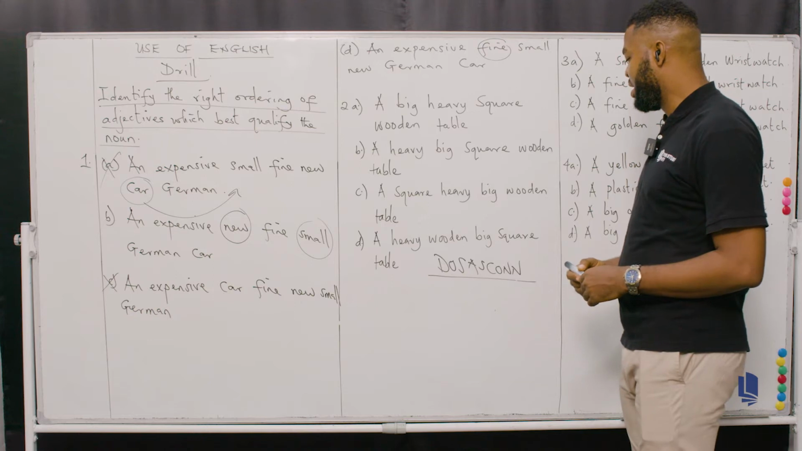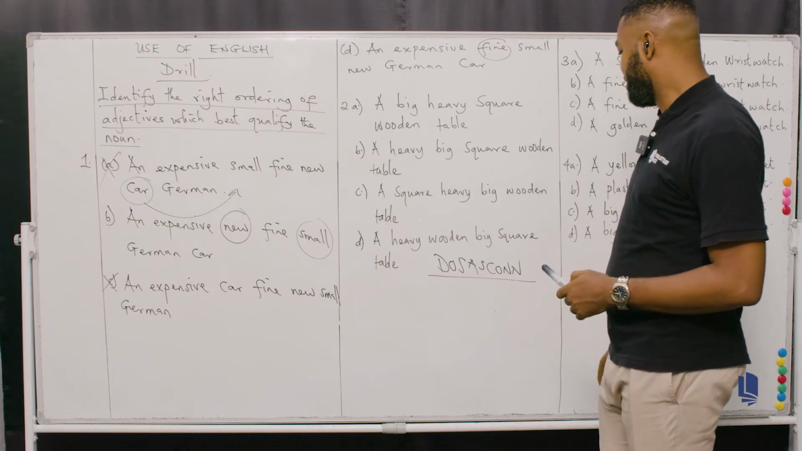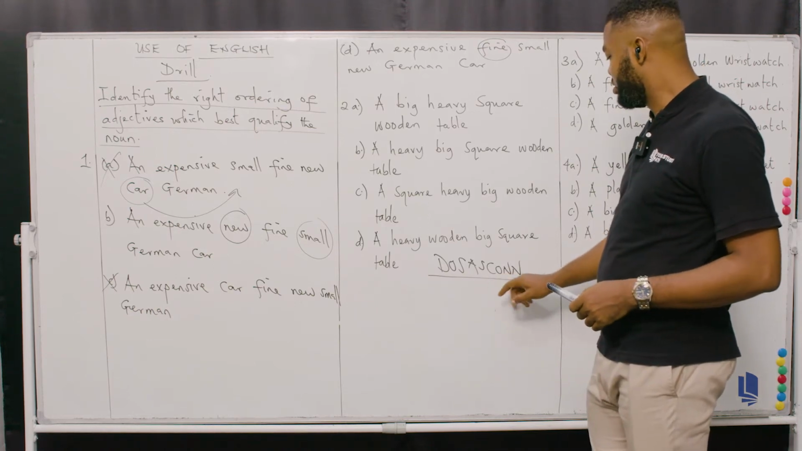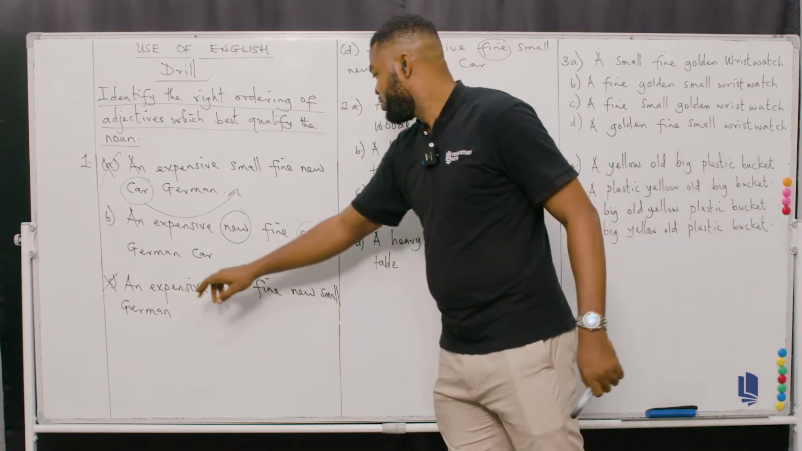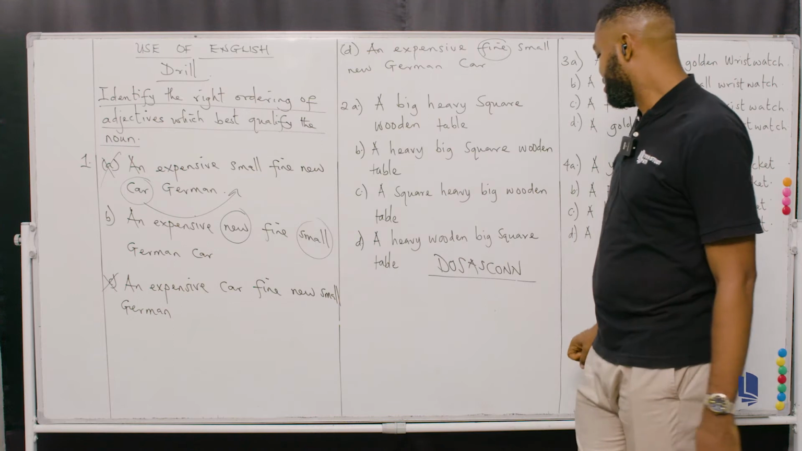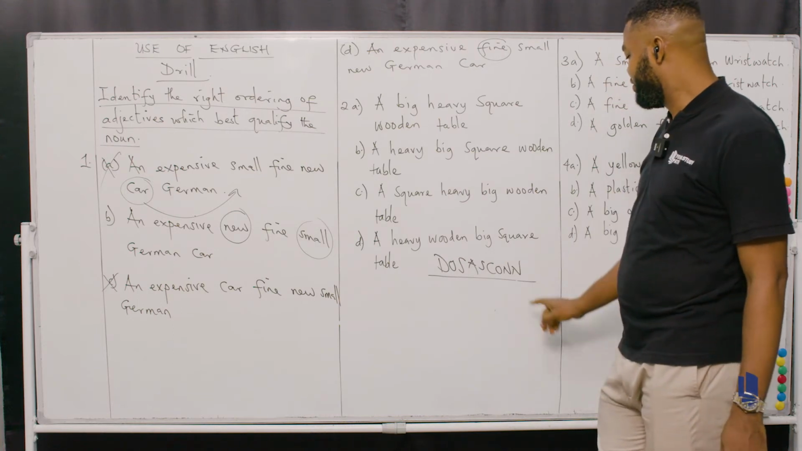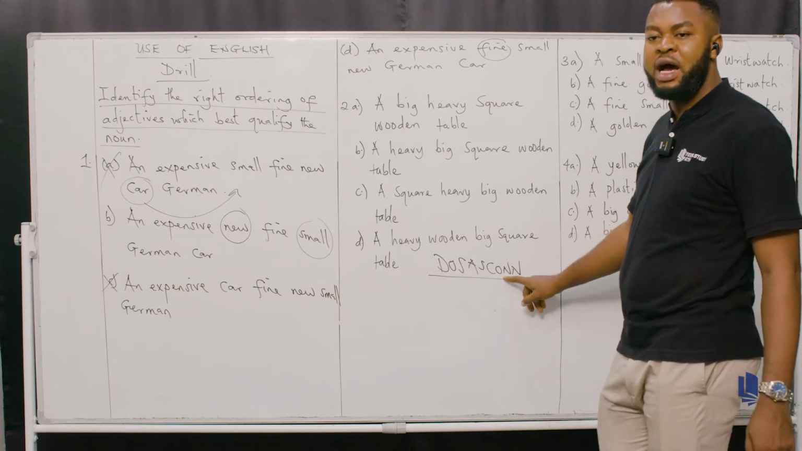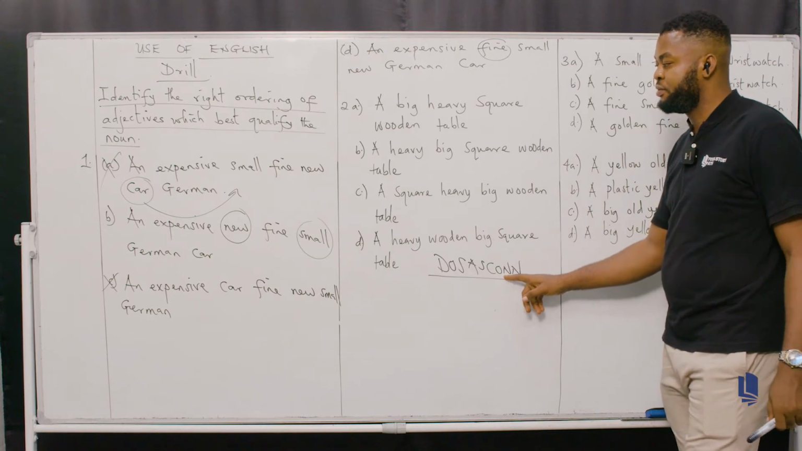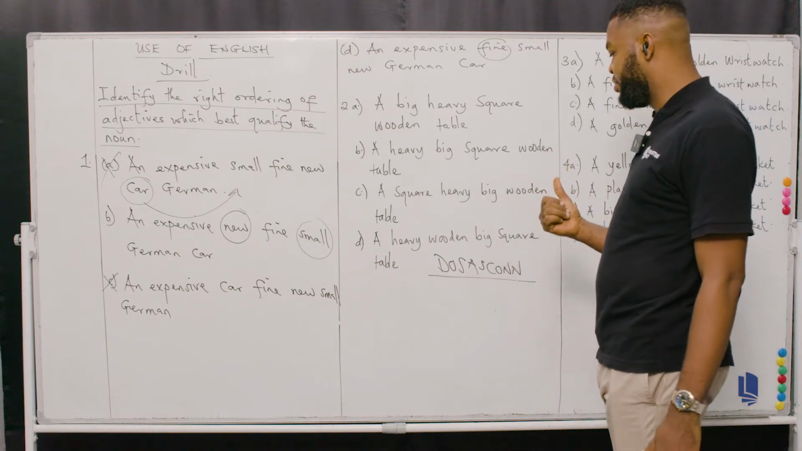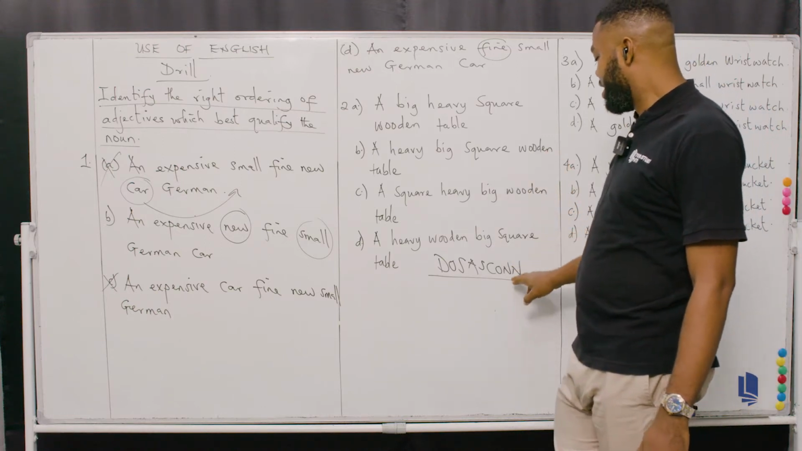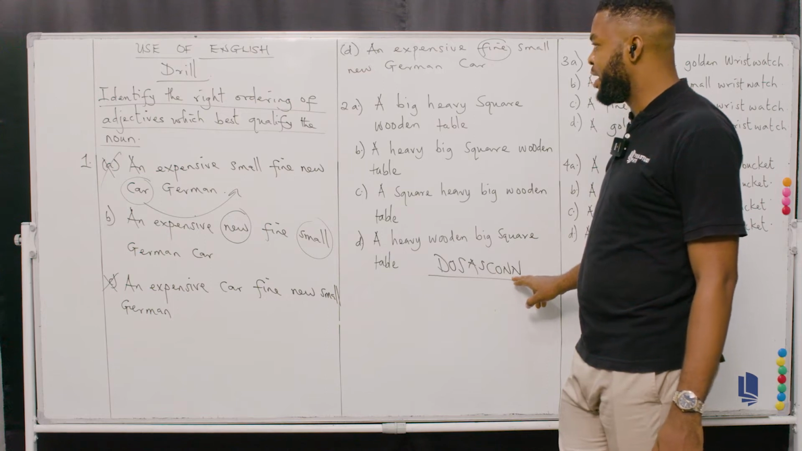And then what's the next thing? Color. There's no color. Then what's the next thing? Origin, which is German. Then what do you have? Noun that functions as adjective. They are nouns, but functioning as adjectives, helping to describe the main noun. Then the actual noun itself. Can you see the actual noun itself?